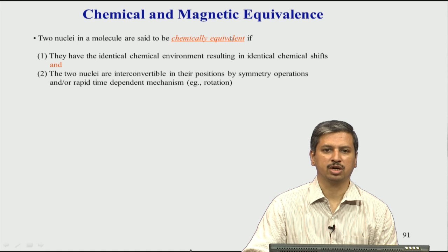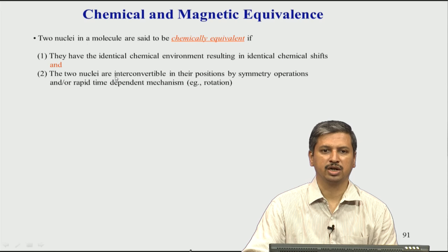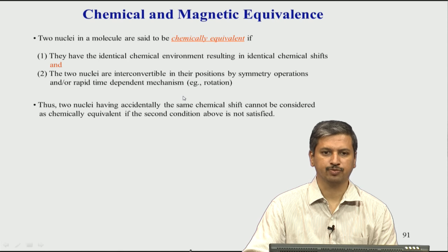But that is not chemical equivalence. Chemical equivalence means this is one of the conditions it has to satisfy, that the two hydrogens are the same. At the same time, the two hydrogens are interconvertible. This is a very important point to bear in mind: the two nuclei, that is the two hydrogens we are looking at, are interconvertible in their positions by some kind of symmetry operation. We will look at this in more detail, but let us look at an example.